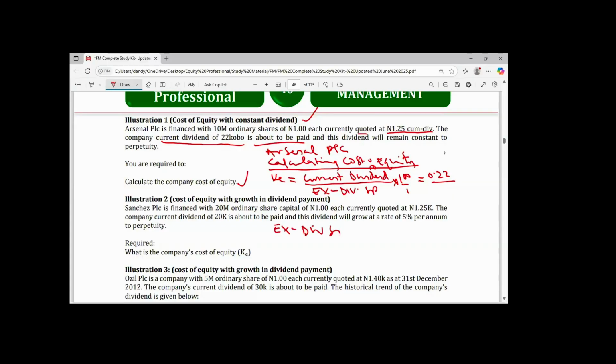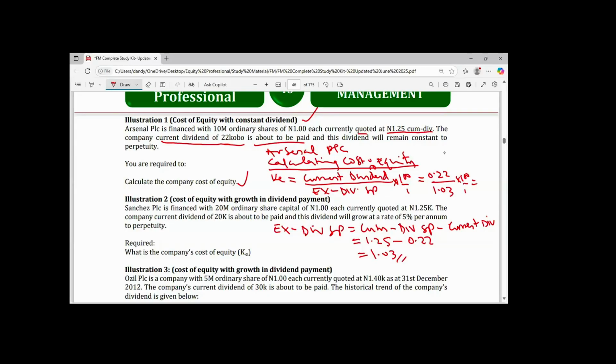Ex-div share price equals cum-div share price minus the current dividend. So the cum-div share price is 1 naira 25 kobo. Current dividend is 22 kobo. When you subtract it, this will give you 1.03. Therefore, ex-div share price is 1.03. So I would then come here: 1.03 multiplied by 100 over 1.